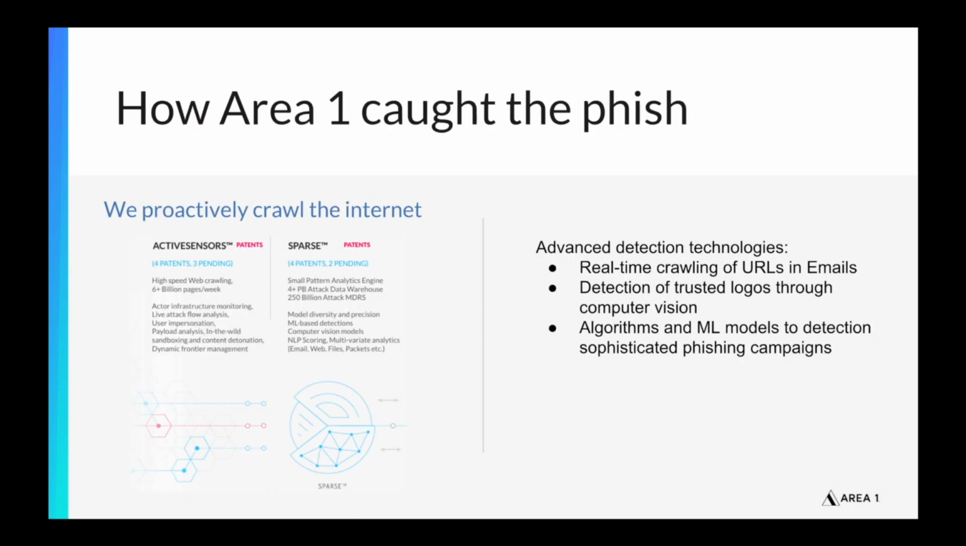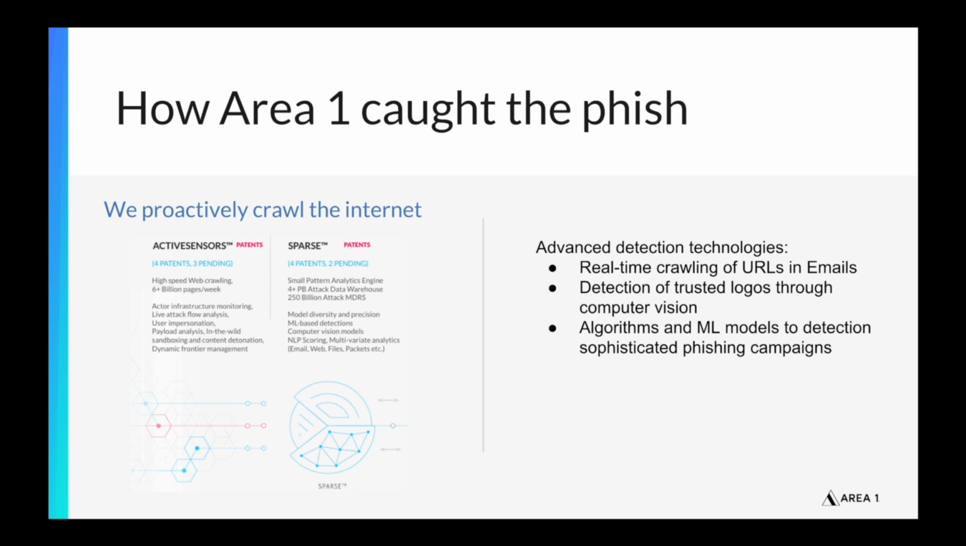So here at Area 1, this was a definite detection on our side. I like to call it an easy detection. We do a lot of advanced crawling and advanced scanning of the internet from our sensor network. That allows us to quickly identify phishing campaigns that are out there. And one thing I want to focus on a little bit, that makes our technology more interesting, is really those advanced detection technologies.